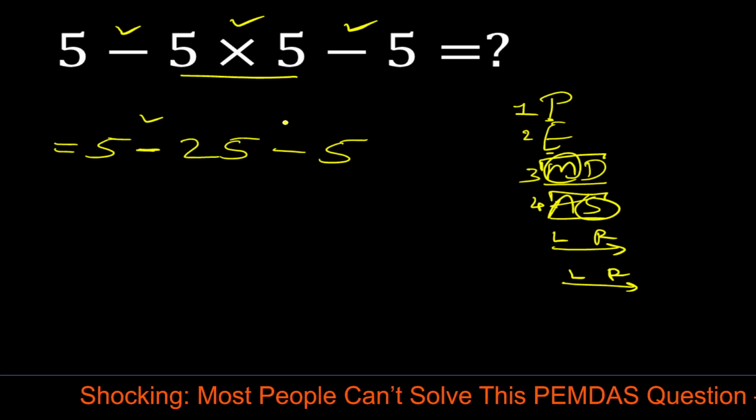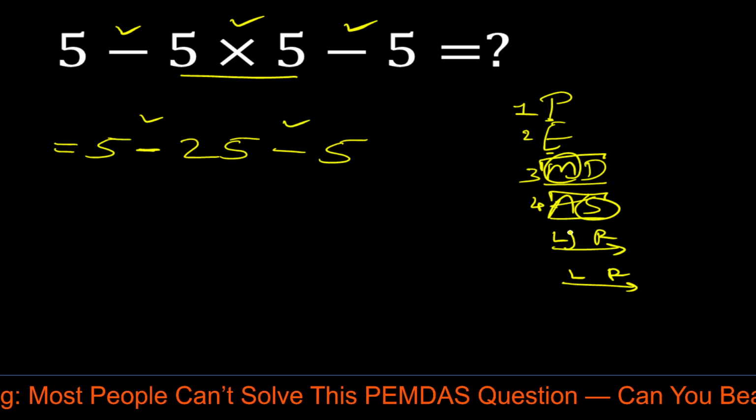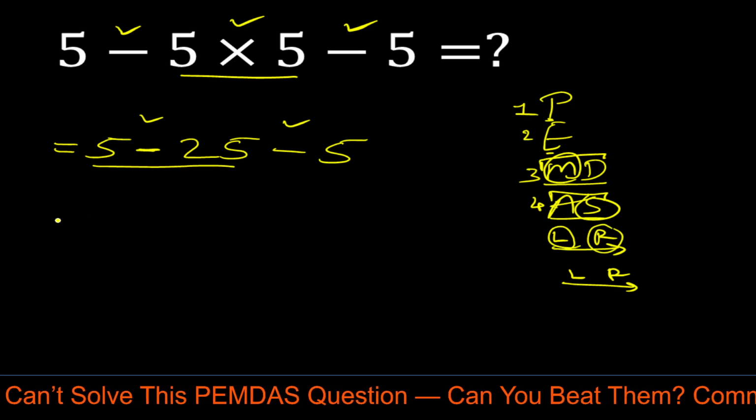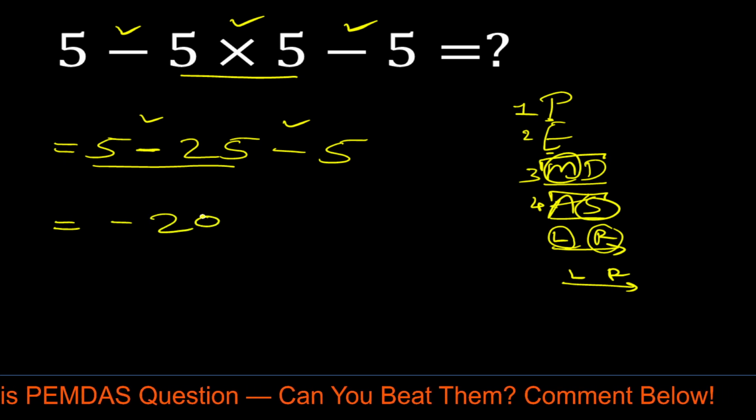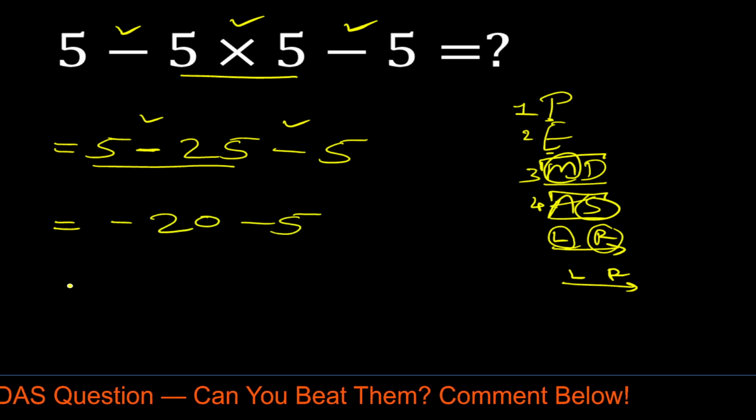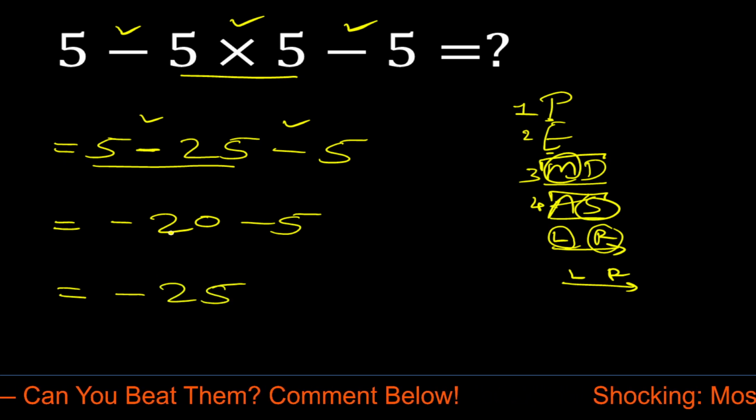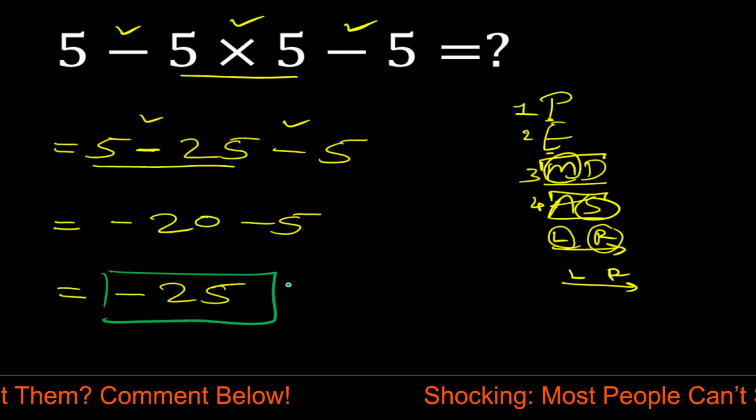Now here we have subtraction and here subtraction, and both have equal priority, so we have to solve it from left to right. So first we have to solve this subtraction. So 5 minus 25 is equal to minus 20, minus 5. So minus 20 minus 5 is equal to minus 25, right? So the correct answer is minus 25.